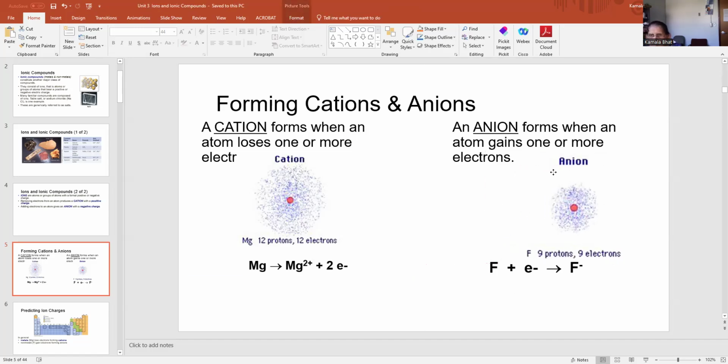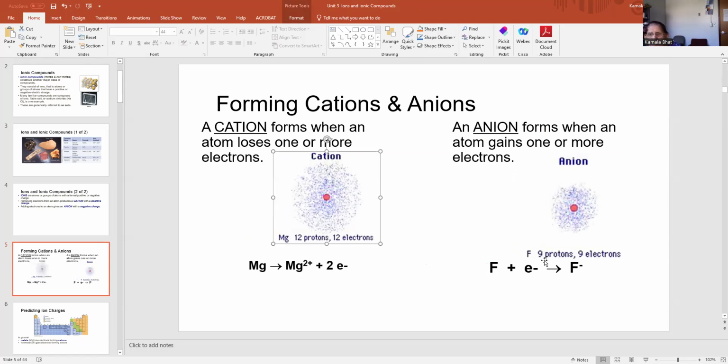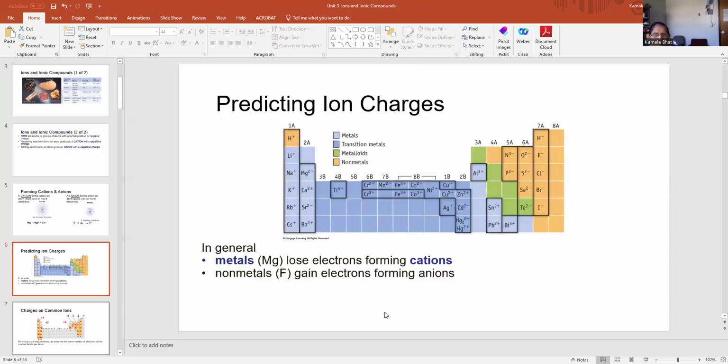And so you can see that here, fluorine has 9 protons, and neutral fluorine has 9 electrons and 9 protons. But when it gains an electron, then we write it as F−, indicating that it gained an electron.